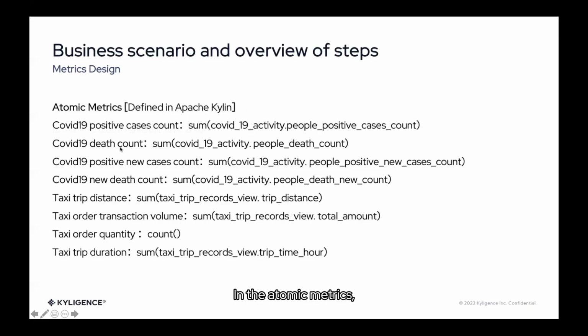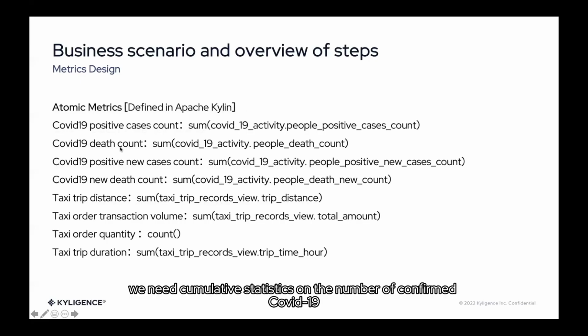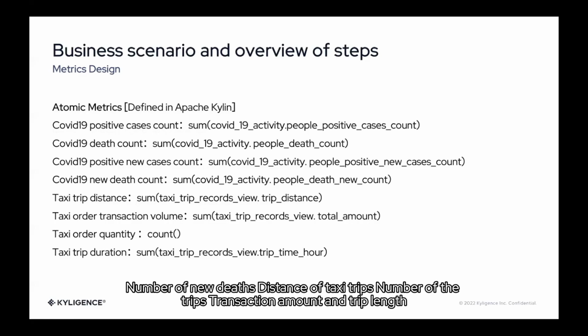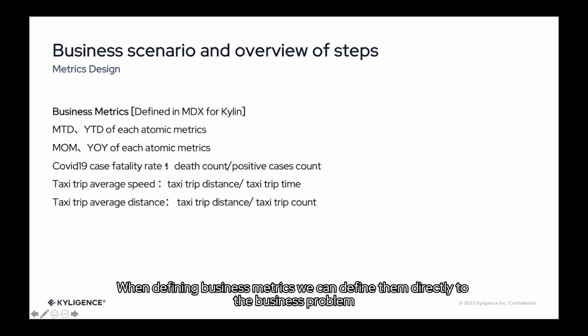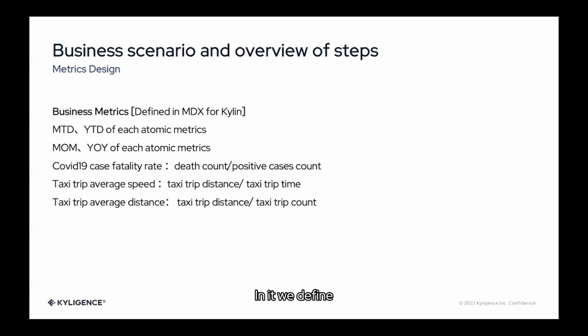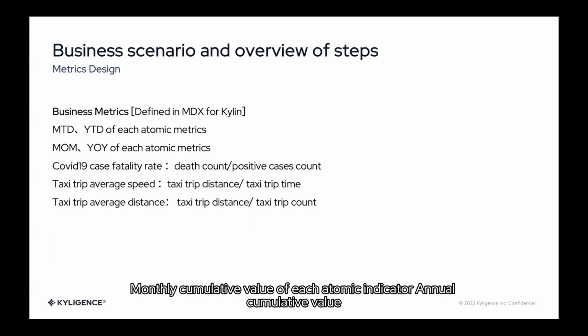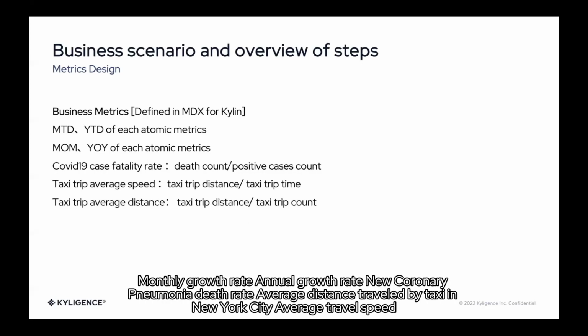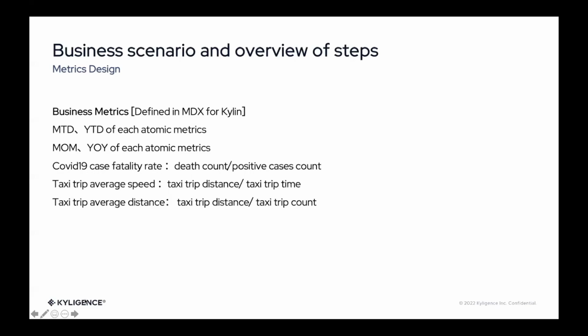In the atomic metrics, we need cumulative statistics on the number of confirmed COVID-19 cases, the number of deaths, the number of new confirmations in each dimension, the number of new deaths, distance of taxi trips, number of trips, transaction amount, and trip length. When defining business metrics, we can define them directly for the business problem. We define the monthly cumulative value of each atomic indicator, annual cumulative value, monthly growth rate, annual growth rate, COVID-19 death rate, average distance traveled by taxi in New York City, and average travel speed.